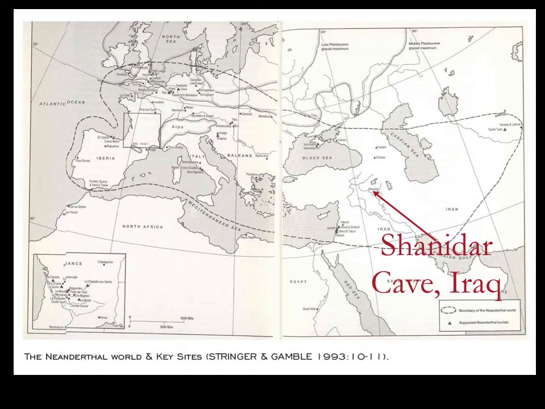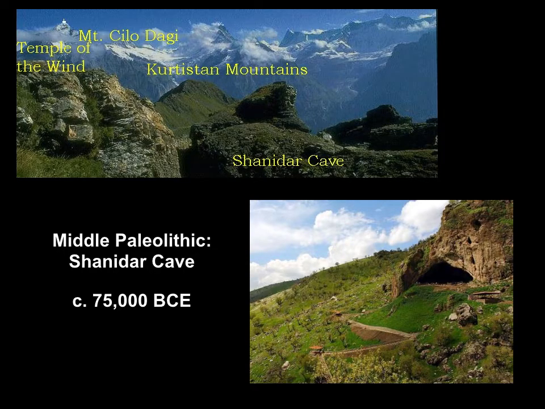A fairly famous cave is the so-called Shanidar Cave. It is in modern-day Iraq, as you can see there on the map. The Shanidar Cave is primarily a Middle Paleolithic cave. Here we can see the landscape in which it falls, and there on the lower right is the actual cave opening.